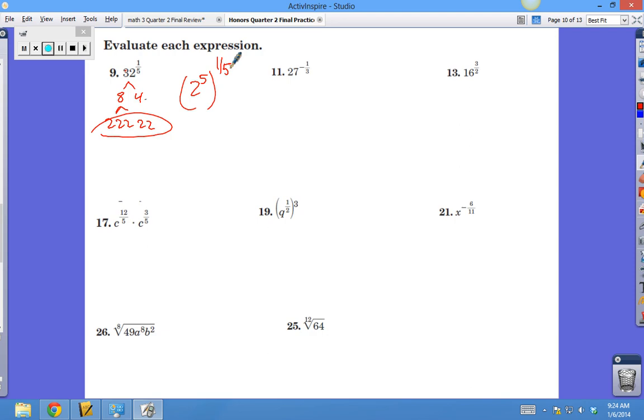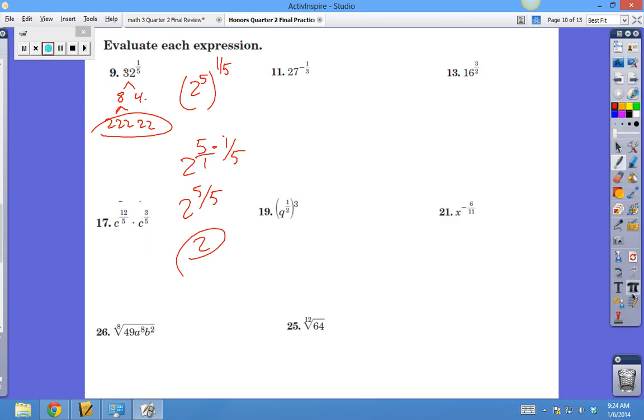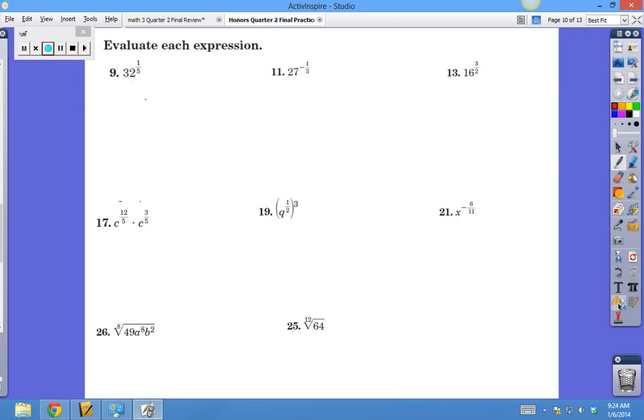When you raise a power to a power, you multiply them. So this is going to be 2 to the 5 multiplied by 1/5. Multiply your tops. This is going to be 2 to the 5/5. So your answer is just 2 to the 1. Okay. Not too bad. Number 11.